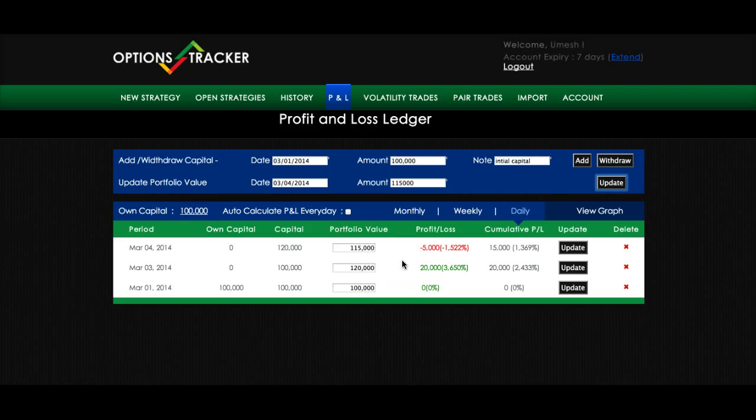So this gives you a clear snapshot of how your profit and loss equity curve looks like. You can of course change this as well. Let's say it was not 1,15,000 but it was like 1,16,000. Click on update over here and your profit and loss changes here.